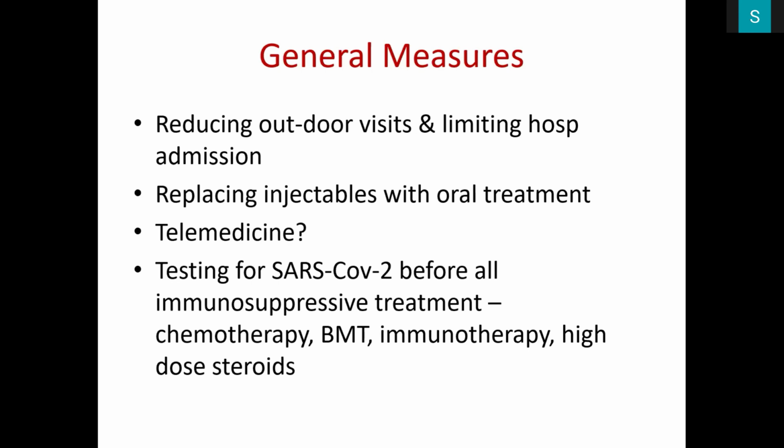Now, testing for the coronavirus is not available everywhere. However, it is recommended by the international infectious diseases societies for patients on treatments that include chemotherapy, immunotherapy, cellular therapies, and high-dose steroids, as well as bone marrow transplant. These are very immunosuppressive and are used in a wide variety of hematological disorders in addition to malignancies.